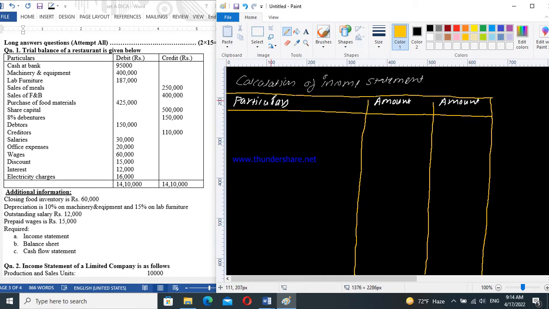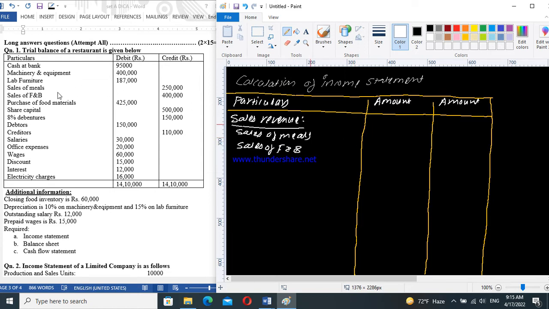The income statement starts from our sales revenue. You can find it from this question. The sales revenue is over here. Write down sales revenue. The title is sales of meals, sales of F&B.